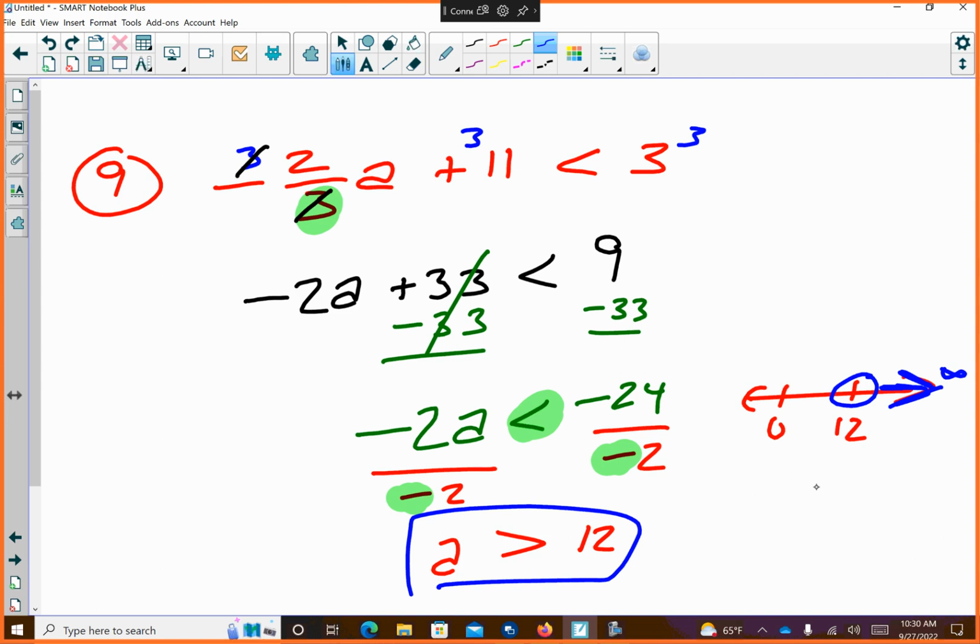Give me a shot. What do you think the interval notation would be? 12, open or hard or soft bracket? Soft, because I don't have an equal sign. 12 to infinity, and a soft bracket. Perfect. Any other questions? We good?